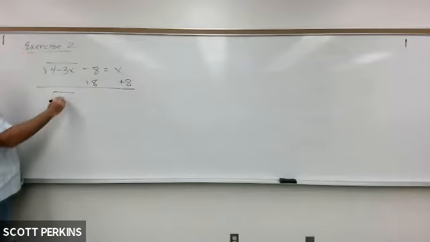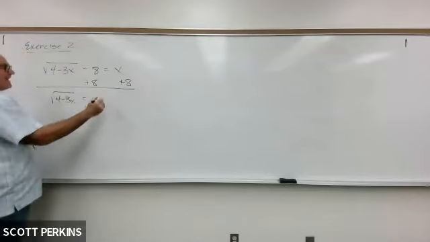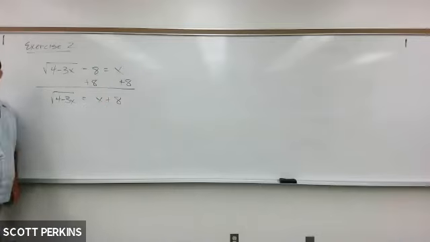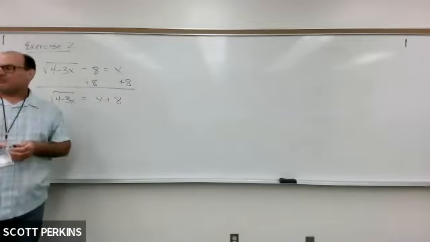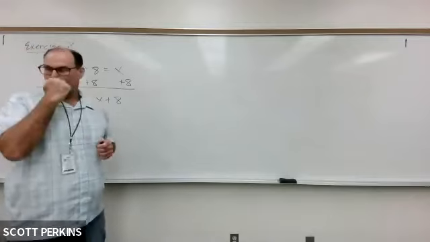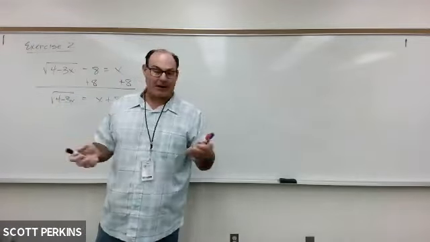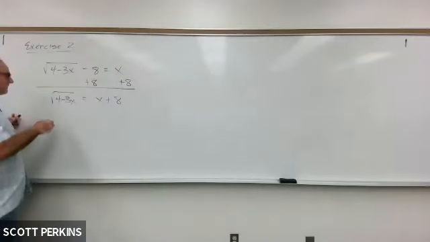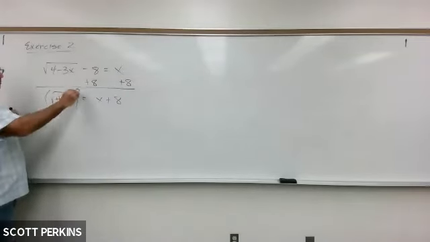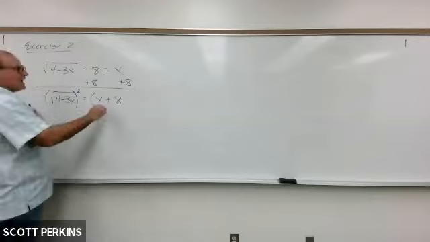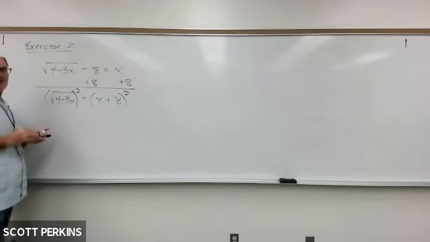We've got 4 minus 3x. We add the 8 over, x plus 8. Now I'm ready to square again. My first step has to be to isolate the radical so that when I square, I actually get rid of the radical. That is the goal of what I want. So on the left side now, I'm going to square the square root of 4 minus 3x. On the right side, I square the x plus 8.